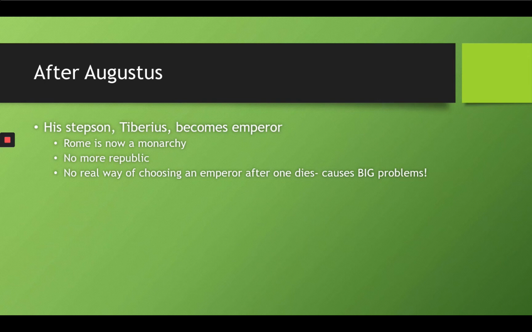But this also causes some problems because they have no real line of succession, which means that they don't really have a way to know who's going to be the emperor after one dies. And that can cause some problems because people start to fight over who's going to take over the power. And so while the Roman Empire is mostly at peace, every time a new emperor needs to be chosen, there becomes a little bit of a problem.